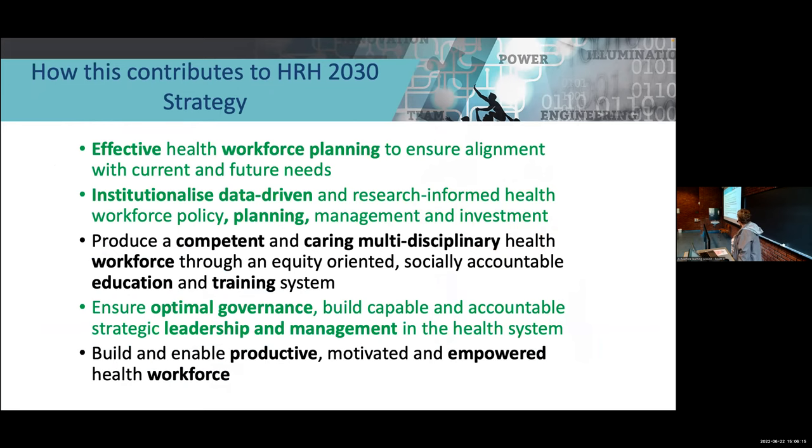So this is the Strategy 2030 of the National Department of Health in terms of attaining universal health coverage. Really what they need to do is plan for an efficient workforce to attain universal health coverage, and this work is essentially touching on all of these green parts of their strategy.